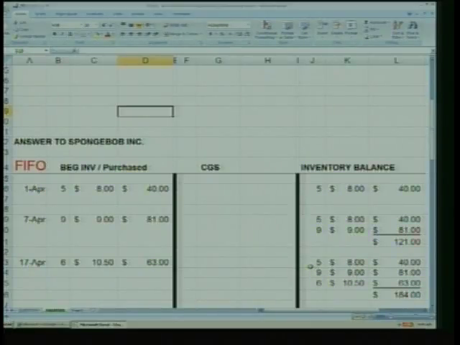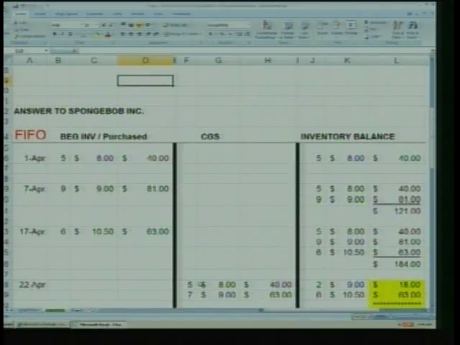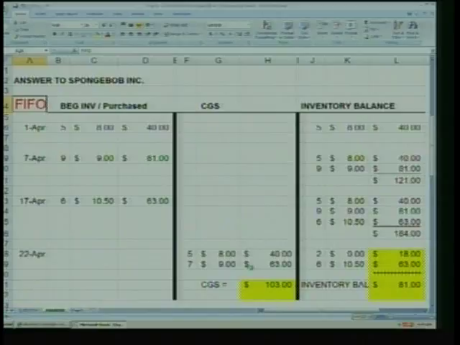Now comes the point where we sell some items, right? We sell 12 items, right? Now, again, a lot of students will say 12 at 29 selling price. No, this is cost of goods sold, right? So if we are using the first in, first out method, when we make that sale, these were the first in, so we'll say we sold those 5. We sold a total of 12, so then we have to dip into this layer, right? 7 of those 9. Okay? So that's our cost of goods sold, right?